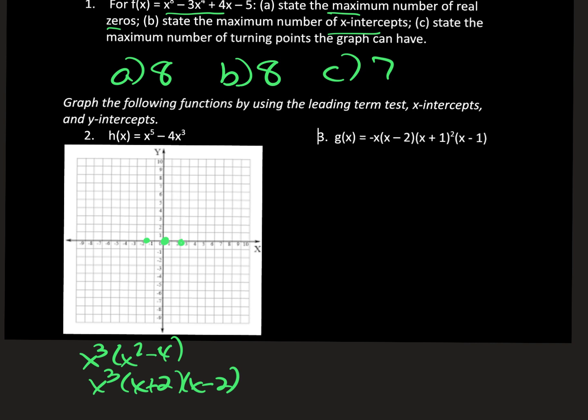There's no even exponents there, so nothing bounces. It was odd to begin with and positive, which means the left side's going down, the right side's going up, so it's going to go through all those 3 points, and it's going to look just like that.